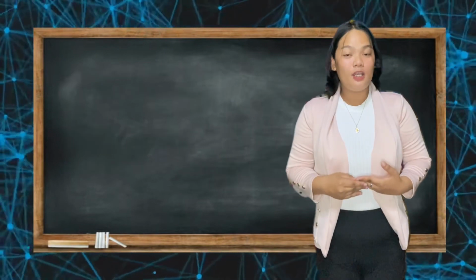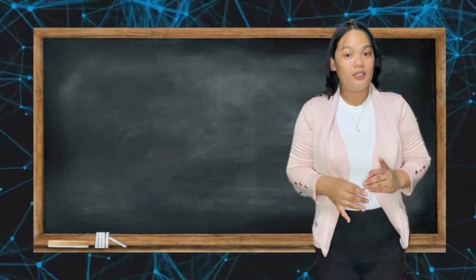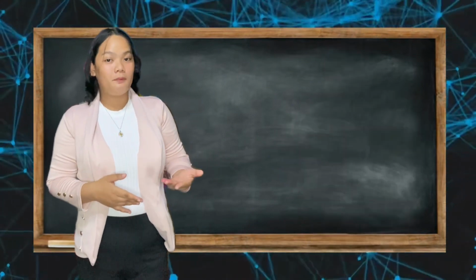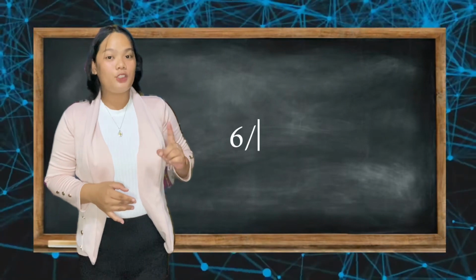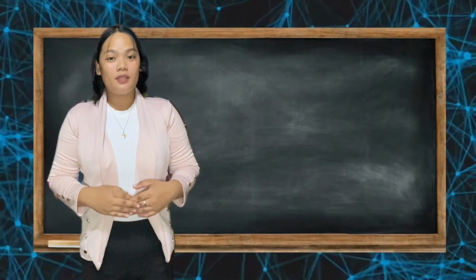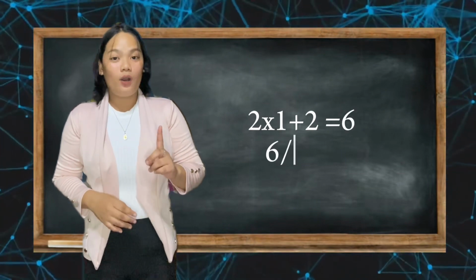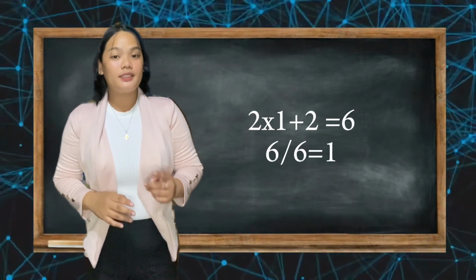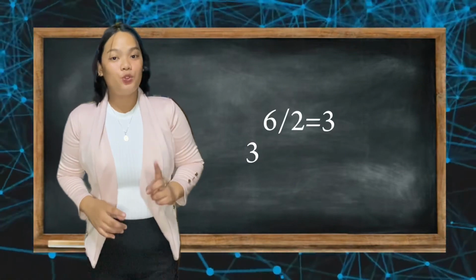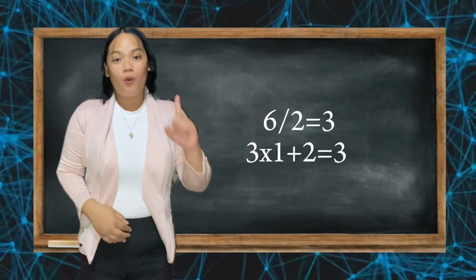So before we proceed, what is ambiguity? Ambiguity is something that is unclear or confusing. So now, I have here an example: 6 divided by 2, open parenthesis, 1 plus 2, is equal to... A lot of people will think that it is 2 times 1 plus 2, which is 6 divided by 6, which is 1. The other people are going to argue and say, no, it is 6 divided by 2, which is 3, multiplied by 1 plus 2, which is 3, and the answer is 9. And the answer is either 1 or 9.